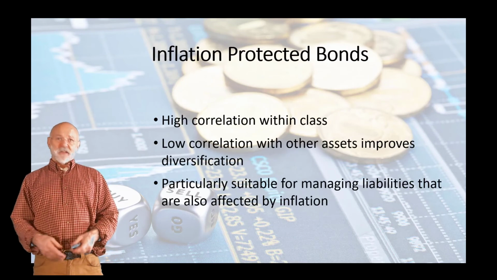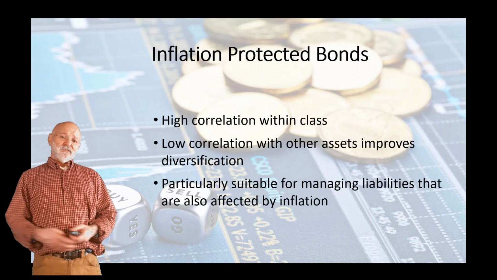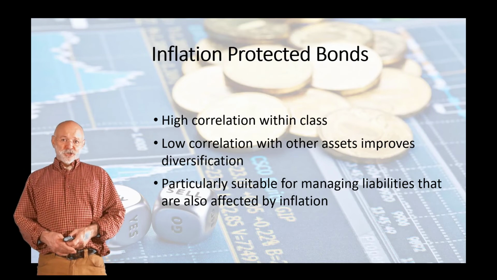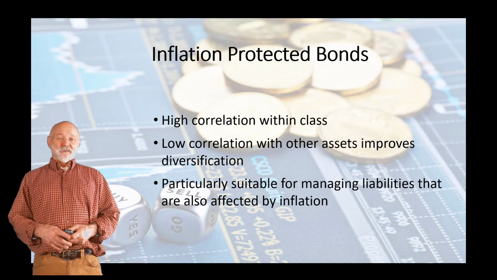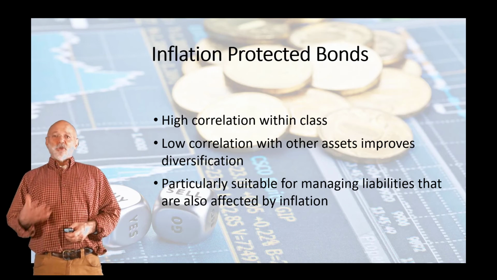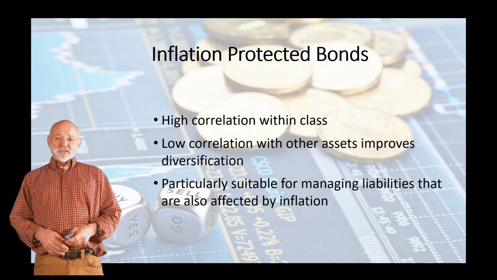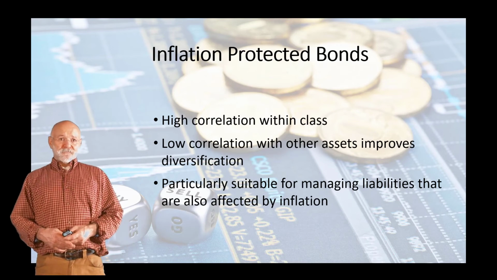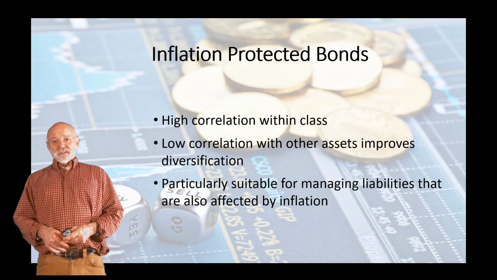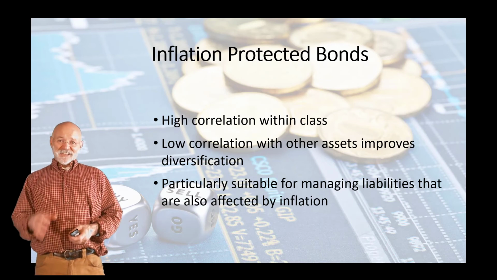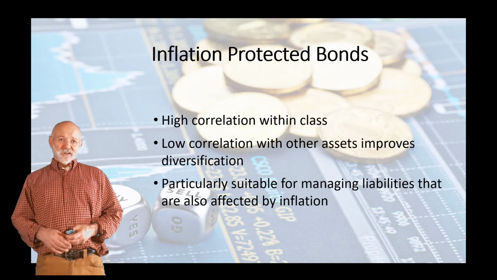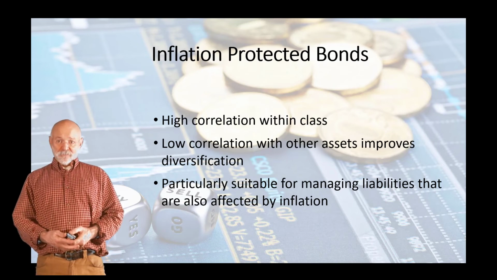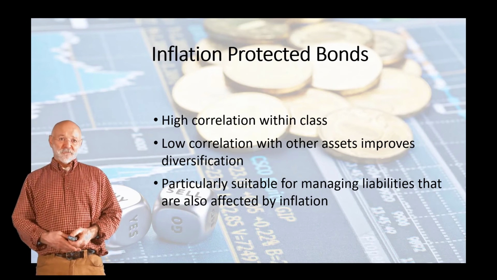Another class of assets that are often part of our strategy are inflation-protected instruments, like inflation-protected bonds and even convertible preference shares. There's typically a high correlation within the class of overall bonds and a low correlation with other assets. So this might actually be better for diversification than just going with bonds. This is particularly suitable if we're dealing with a highly interest rate risk-sensitive set of liabilities, as perhaps a bank or a pension fund might be dealing with.